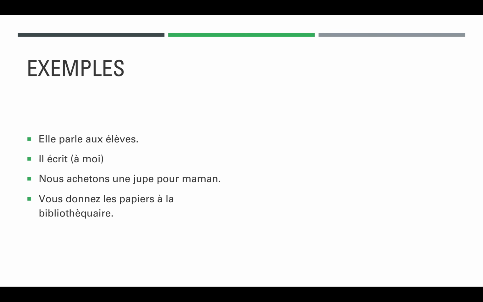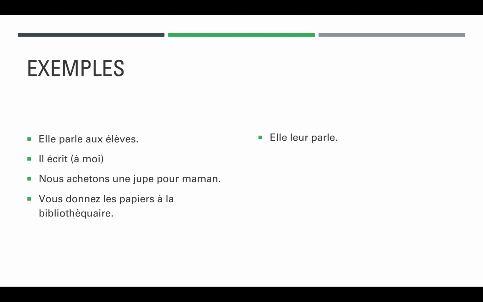So, elle parle aux élèves. She speaks to the students. So we have a plural. Okay, it's not me, she's not speaking to me, she's not speaking to you, she's not speaking to us, or you plural. So it's got to be either lui or leur. And because it's plural, it has to be leur. So, elle parle aux élèves becomes she to them speaks. Elle leur parle.